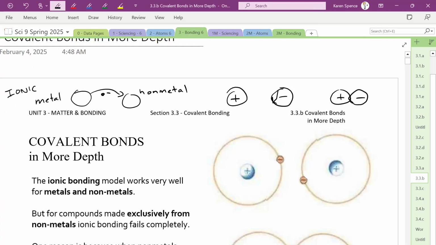Okay, so the ionic bond: the metal gave its electron to the nonmetal, making the metal positive and the nonmetal negative, and then the two of them stuck together. And if you remember the word electronegativity, anyone remember that? Metals don't have very high electronegativity. Their electronegativity is really low, so they tend to give away electrons. Nonmetals, their electronegativity is really high, so they tend to take electrons.